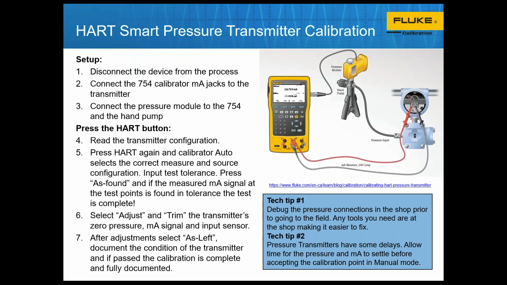HART smart pressure transmitter calibrations. This is one of those things where if you come at the problem, you'll need a pump, you'll need a pressure gauge, you'll need a communicator, you'll need something to measure the 4 to 20 milliamps, you'll need wrenches. It becomes a little bit tricky in terms of all the equipment you need to bring to it. I'm not going to go through how we do this calibration. It walks you through pretty quickly on our application note in the 754.